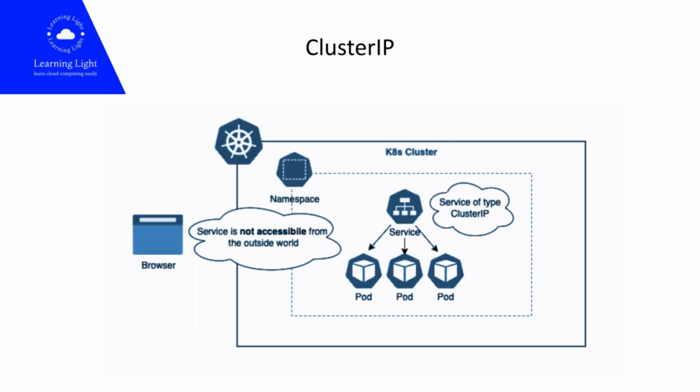ClusterIP, which is the default Kubernetes service type, exposes the service on an internal IP address within the cluster. This means the service is only accessible from within the cluster and is typically used for internal communication between different services in the cluster. For example, if we do not want to expose our application to the external world, and we want to keep it confidential within the internal network inside the cluster, then we can use ClusterIP.